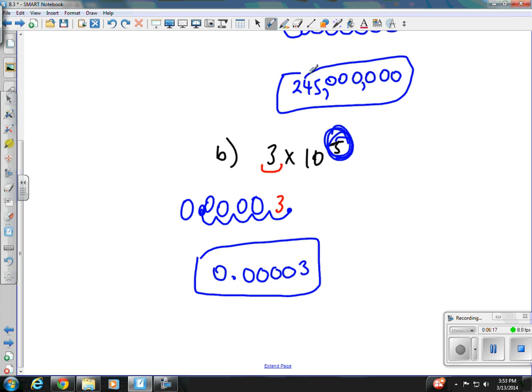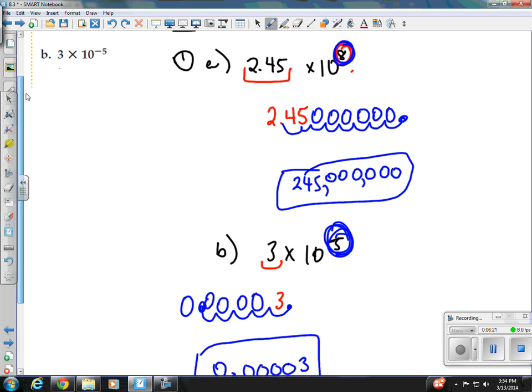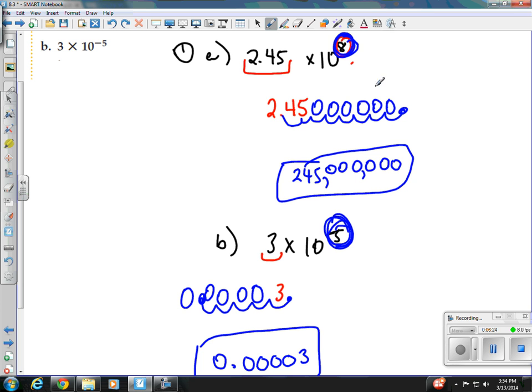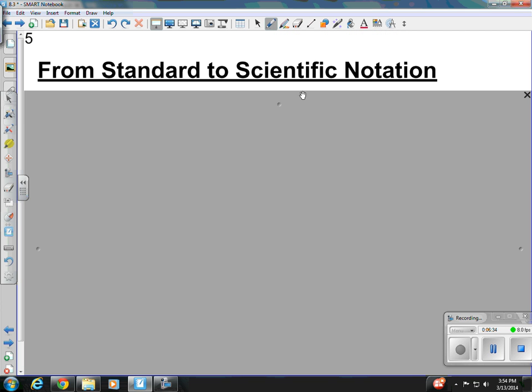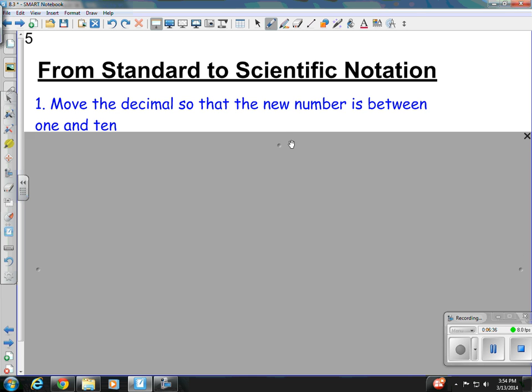And remember, if you want to go back and use a little bit of knowledge that we wrote down in our notes, if it's a positive power, it makes a big number. That happened. If it's a negative power, it makes a decimal, and that happened. So now let's work the other way. Let's go from standard number to scientific notation.